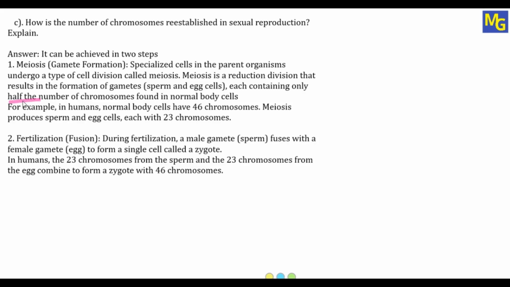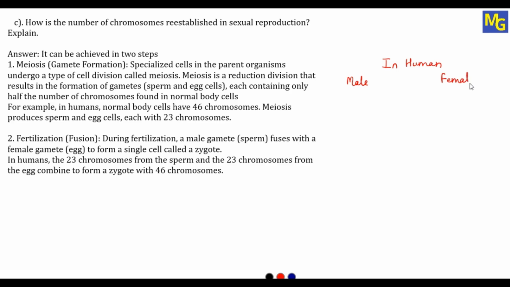And this half of the chromosomes will take part in reproduction. So for example, in humans, a normal body cell has 46 chromosomes, as I just explained. And meiosis produces sperms and egg cells, each with 23 chromosomes. See, it is very, very important to remember. So here I'll write in human, I'll write male here, and here I will write female.